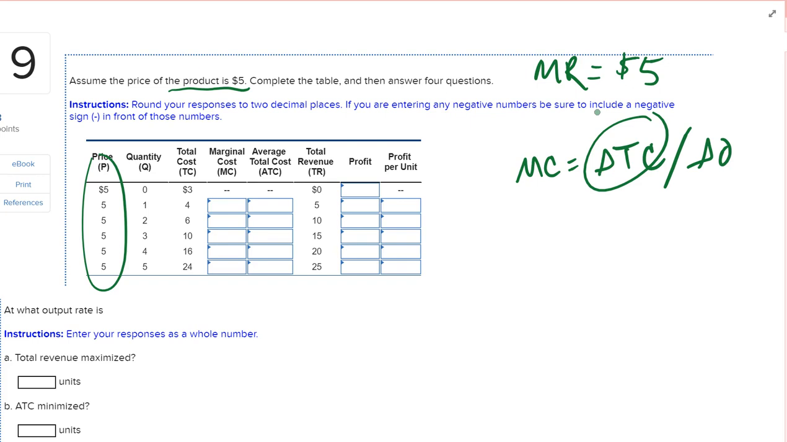So let's start with marginal cost. Marginal cost is the change in total cost. So from 3 to 4, marginal cost is $1. From 4 to 6, it's $2. From 6 to 10, 4. 10 to 16, it's 6. 16 to 24, it is 8.